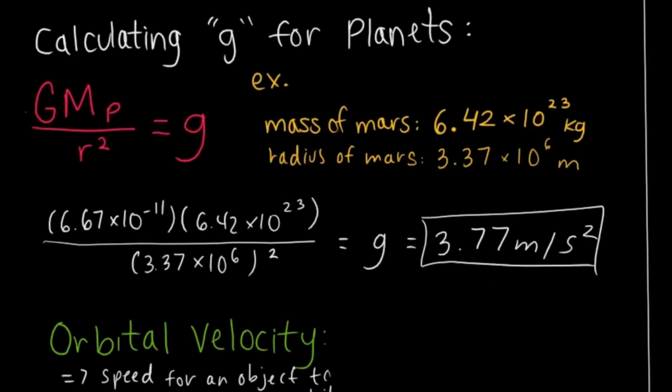All right, so now let's talk about how to calculate little g for planets. We know that little g on Earth is negative 9.8 meters per second squared. So how do you calculate that for other planets? The equation for that is just the gravitational constant times the mass of that planet divided by its radius squared. So here's an example for Mars. We take the mass of Mars, multiply it by the gravitational constant on the top, and then the radius of Mars, we square it, and we find that the little g for Mars is 3.77 meters per second squared.